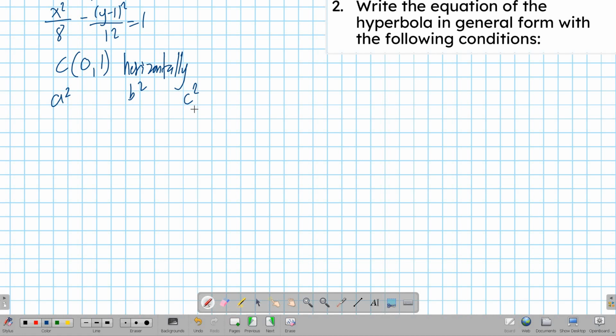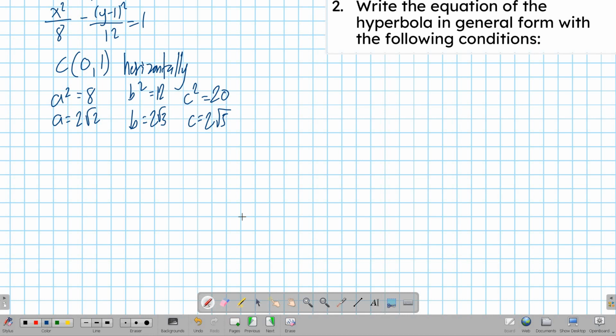Again, in the hyperbola, a squared is not the biggest. It's the denominator under the positive term. So here, a squared is equal to 8, b squared is equal to 12, and c squared is equal to 8 plus 12, which is equal to 20. Now, getting their square roots, we're going to have a is equal to 2 square root of 2, b would be equal to 2 square root of 3, and c would be equal to 2 square root of 5. Since these are all square roots, it would be too difficult to graph, so we'll not graph them.